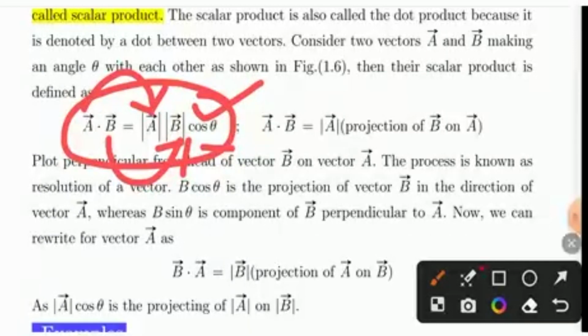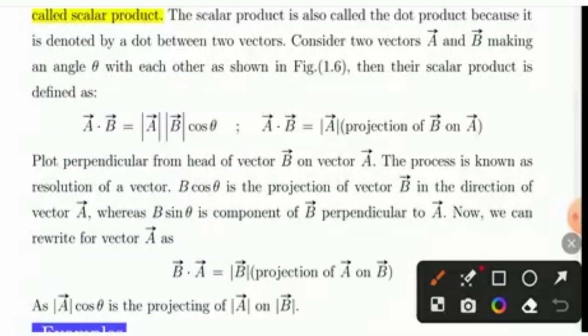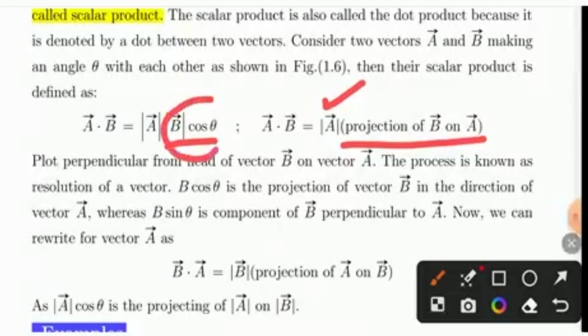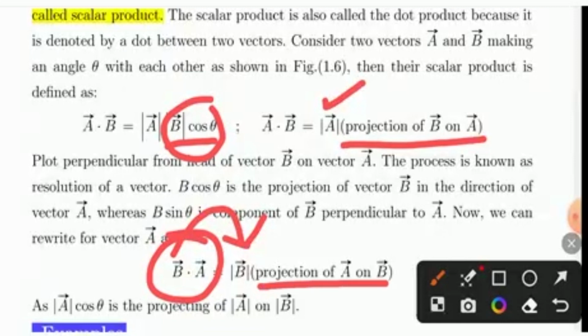Or we can write it as the magnitude of vector A times B cos theta, and this term B cos theta is the projection of vector B on vector A, because when we resolve vector B into its components, B cos theta can be taken as the projection of vector B along the direction of vector A. Or the other way around, we can write it as B dot A. First we choose vector B, then take its dot product with vector A. Then we write the magnitude of vector B times the projection of vector A along the direction of vector B. Here we can resolve vector A into its component, so the projection of A in the direction of B is A cos theta.